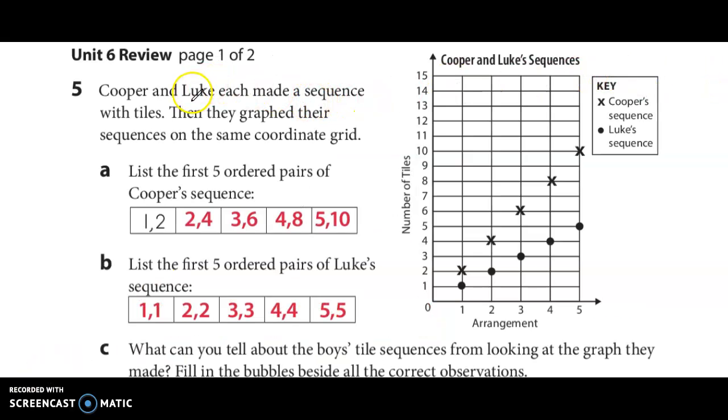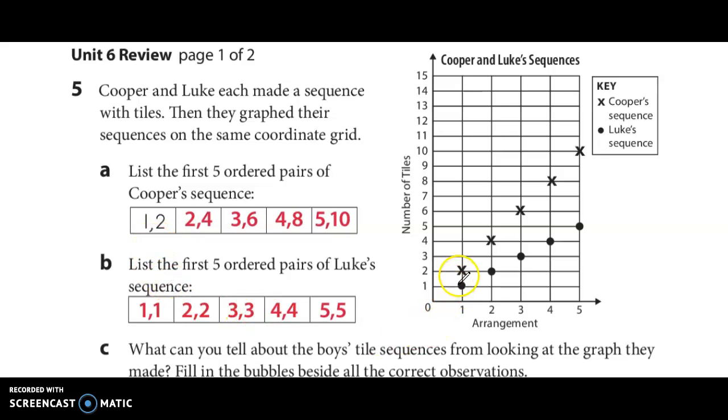Number 5, Cooper and Luke made a sequence with their tiles and then they graphed them on the same grid. List the 5 ordered pairs of Cooper. Well, over here we can see Cooper is the X. So the first one was 1, 2. The second one is 2, 4. The third one is 3, 6. The next one is 4, 8. And then the last one is 5, 12. The x value is the arrangement number, and then the y value is the number of tiles. So if you look at his sequence, the first arrangement had 2 tiles, his second arrangement had 4, third arrangement had 6, and so on.